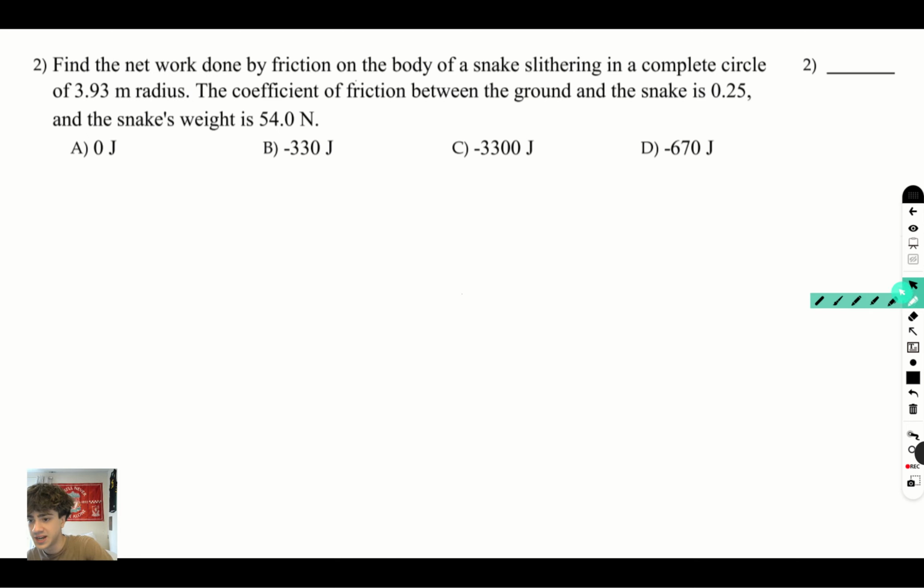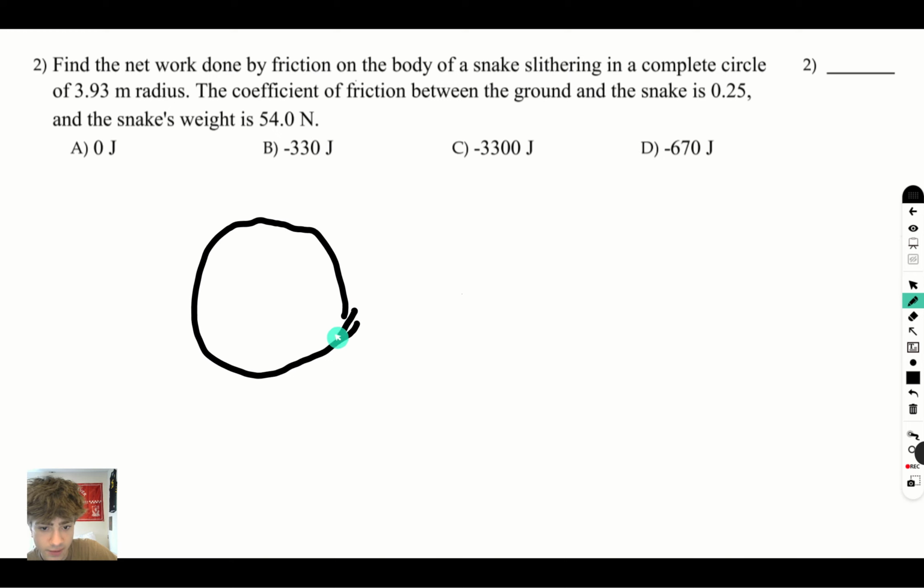Alright, so let's draw a diagram of the snake's motion really quickly. We're told that the snake slithers in one complete circle. Here we have a rough diagram of a circle, and we know that the radius of said circle is 3.93 meters.